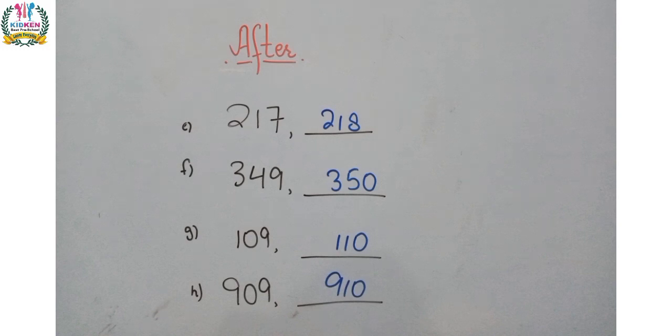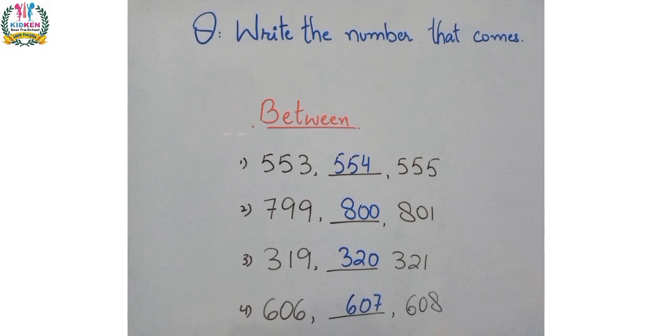The third and last category of write the number that comes is the between category. In the between category we can simply write the after number of the first number or the before number of the last number. That's how we find the between number. We have a question 553 dash 555. Simply we write the after number of 553 or the before number of 555 to find the answer. So we write 554 in the blank.